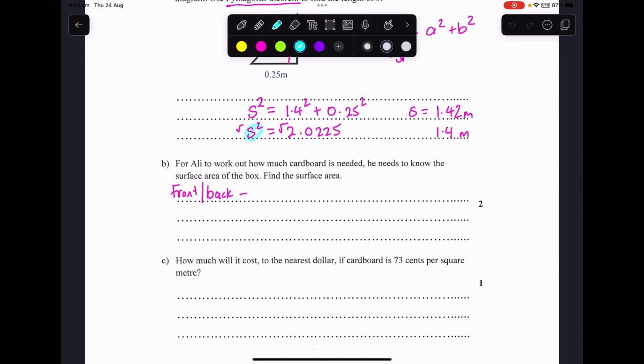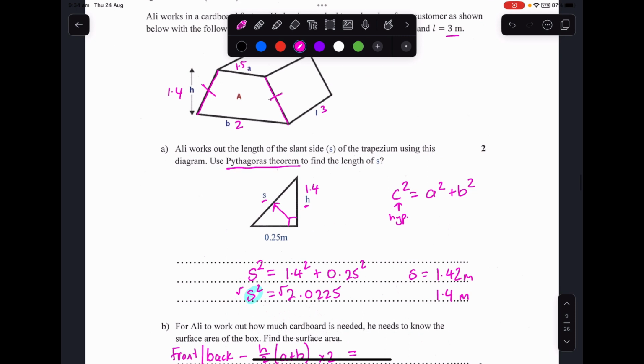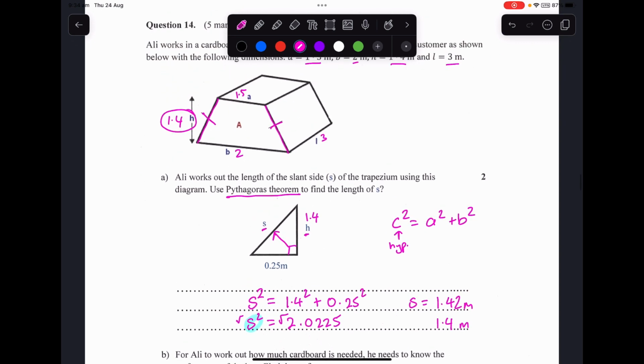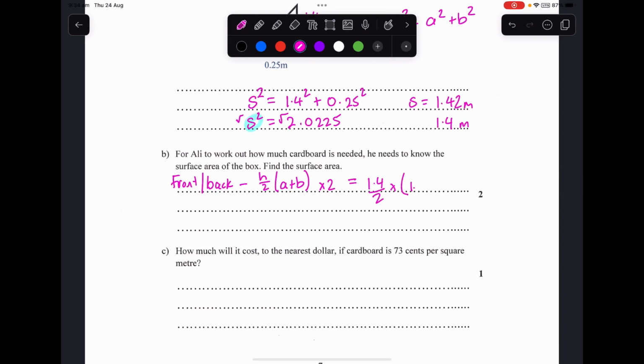So I'm just going to write H over 2 is my trapezium A plus B. Now I've got 2 of these, so my end answer would be times by 2. So let's do that. My H in my trapezium is my perpendicular height, so H is 1.4 over 2 times by my A plus B, and I can see A and B is 1.5 and 2, so 1.5 plus 2, and all of that is going to times by 2 because I have 2 trapeziums. So when I work that out, I end up with 4.9 meters squared for my front and back.